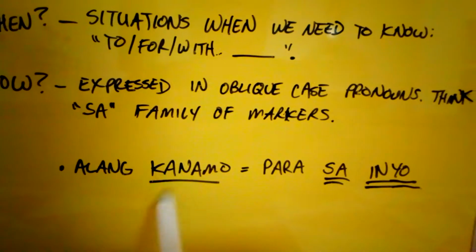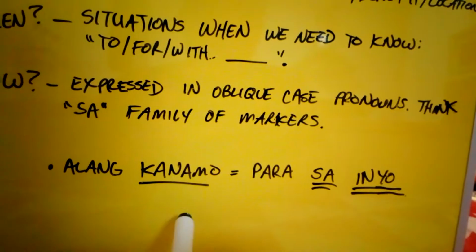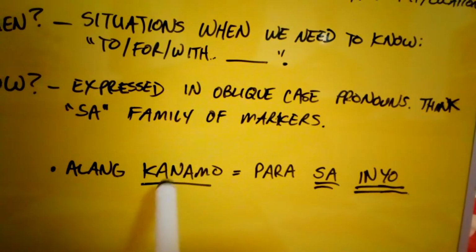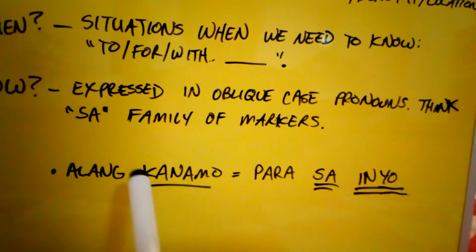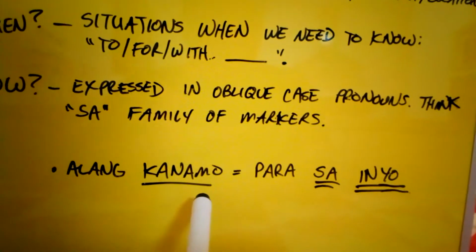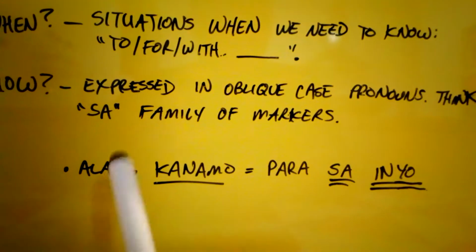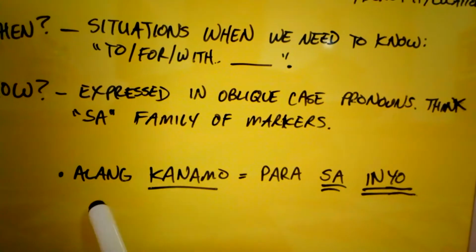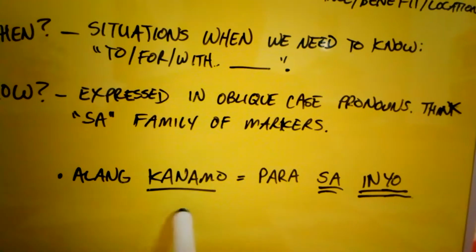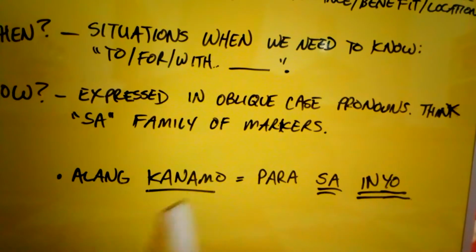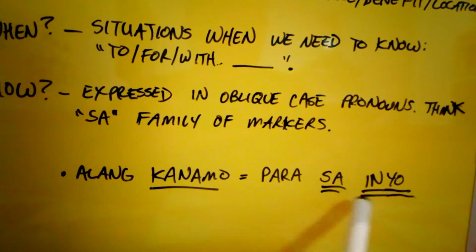So kanamo, remember the ka plus our ergative case pronouns. But if you add a ka before them, kanamo, kanimo, kanako, those lists, right? If you add the ka plus that ergative case pronoun together, we get the oblique case, right? And that just means for me, with me, to me. But in this case, alang kanamo is for the you plural, which means for the sake of you, for you, to you, with you, that kind of definition, right? Which is the same as para sa inyo, right?